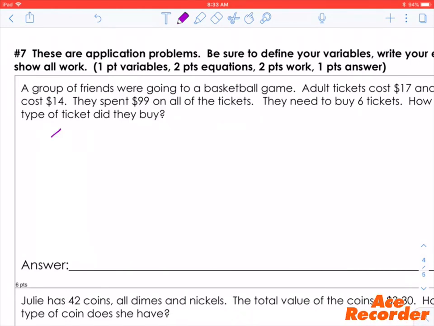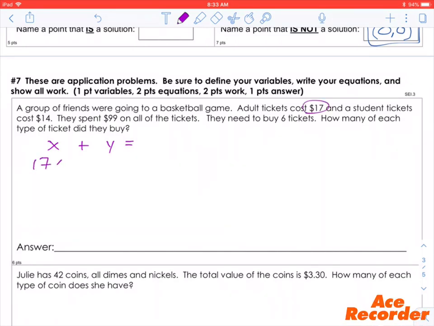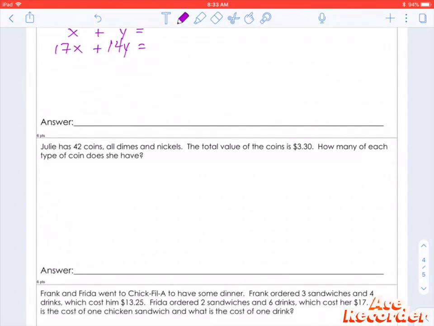So we should have, first of all, label what you're talking about here. In this first one, we have a certain amount of tickets. So x plus y equals your total amount of tickets. And then your money, so 17x plus 14y equals the amount of money. So I'll let you set that up.